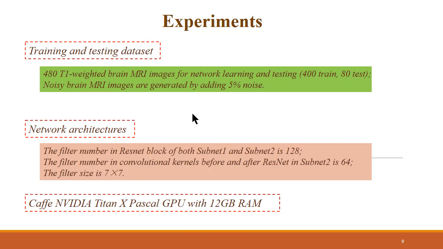Here is our experimental setup. It uses for training and testing a total of 480 T1 weighted brain images, with 400 for training and 80 for testing. The noisy brain MRI images are simulated by adding 8% Rayleigh noise. The filter number in our Rayleigh block for both subnets is 128, and the filter number in the convolutional kernel in our second subnet is 64, and the filter size is fixed to 7 by 7. And this is our hardware.